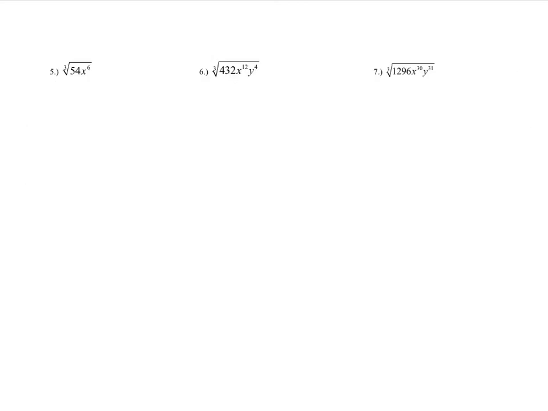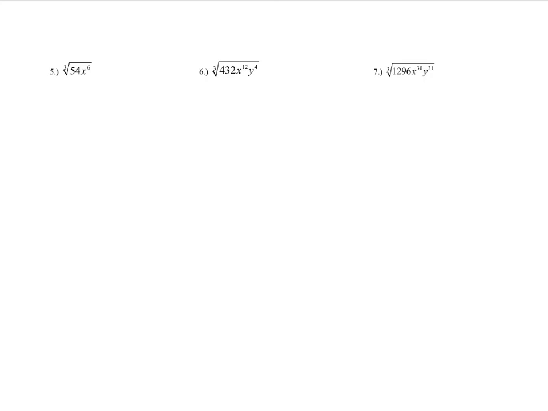All right, on to the back. Trying ones with exponents and variables in here. So the way I like to do these is I like to ask myself, is this number a perfect cube? If it's not, I'm going to break it up. If it is, I'm going to leave it alone for a second.